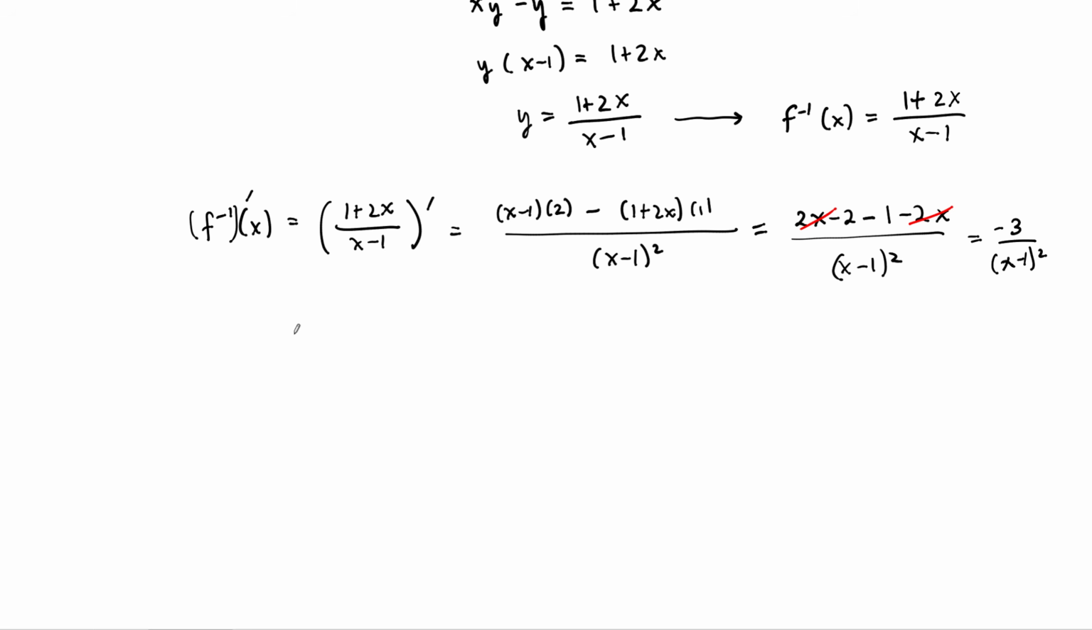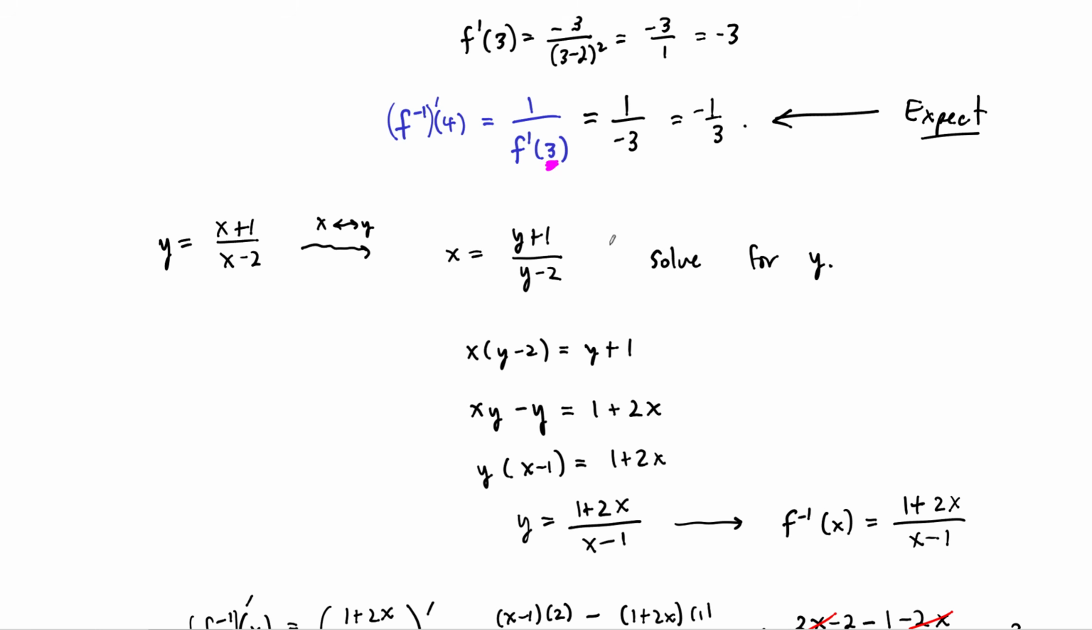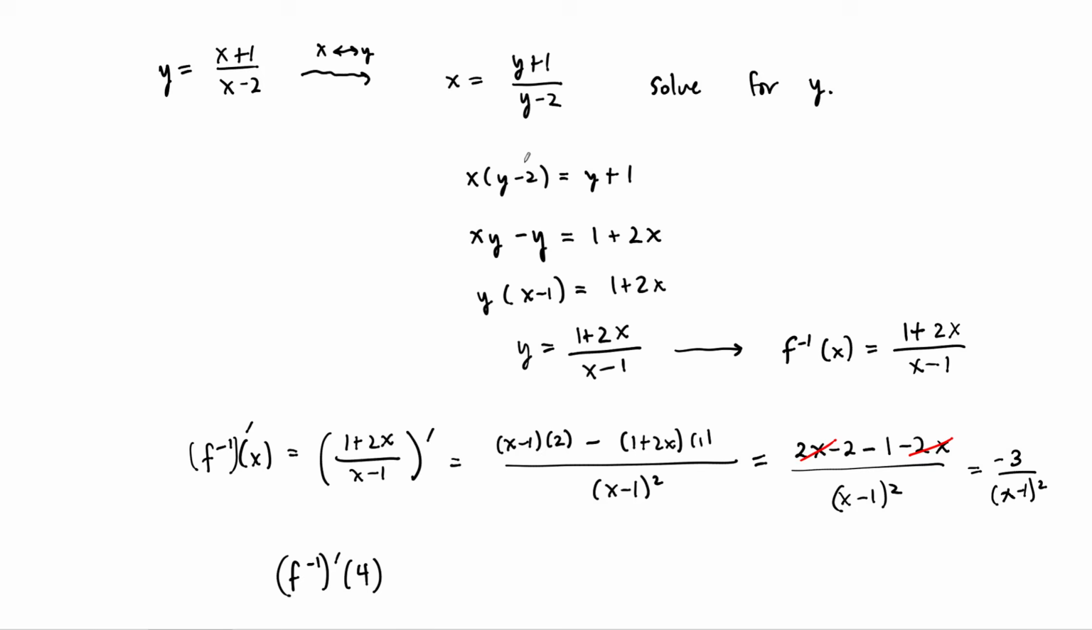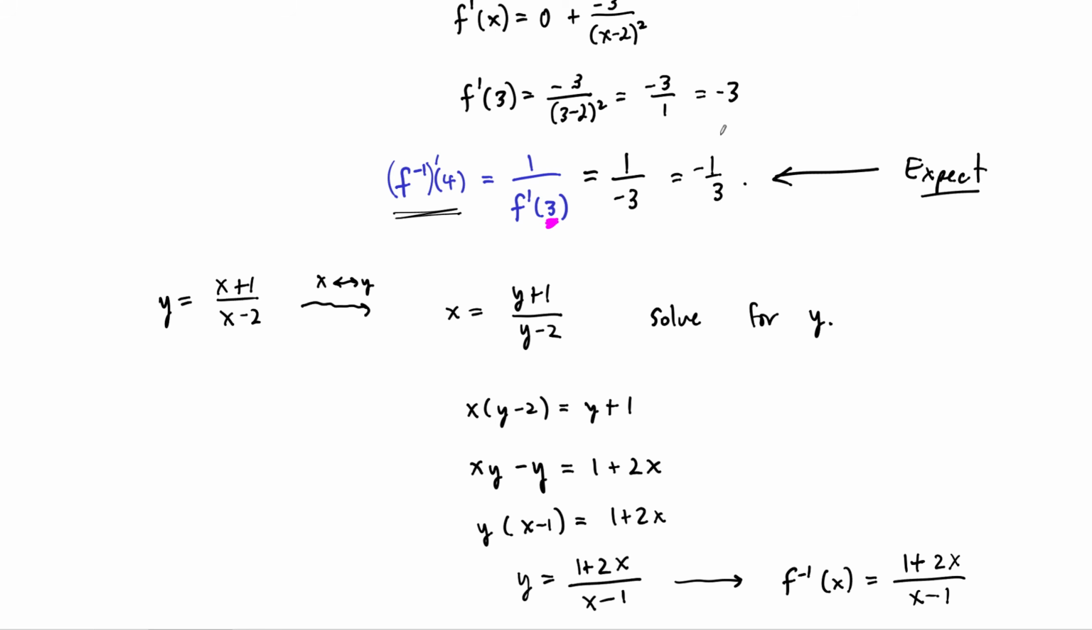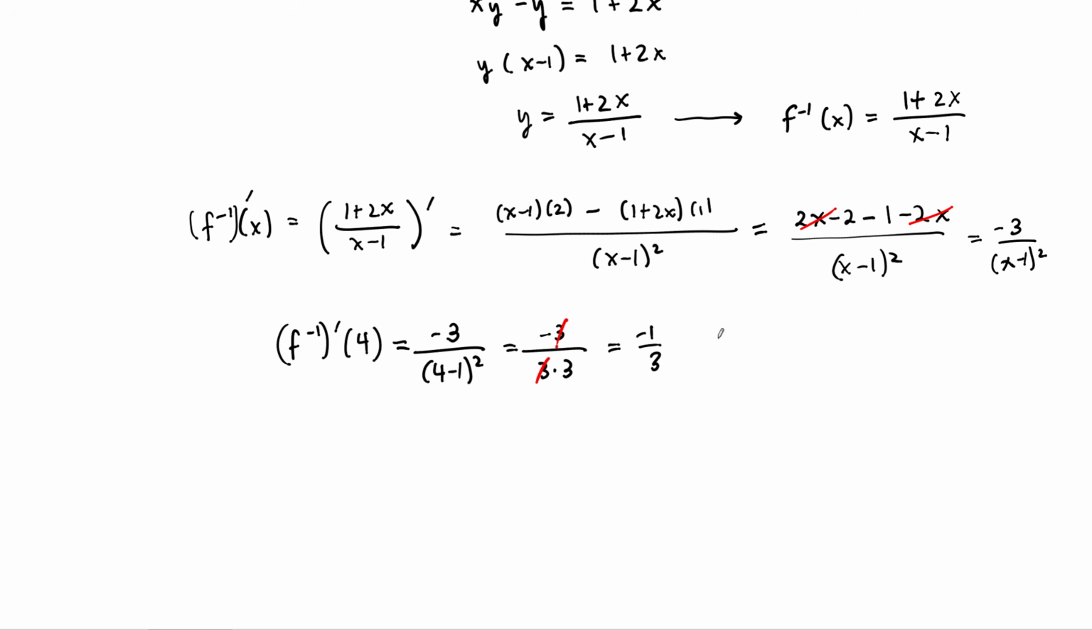And remember, our goal was to try to compute f inverse prime at 4. The input that we cared about up here was 4. And we've got our formula. We just have to plug in. So this becomes negative 3 over 4 minus 1 quantity squared. That's negative 3 over 3 times 3. 3 squared is 3 times 3. Cancel, cancel. Look what we get. Negative 1/3. It's exactly the same. Expected and then obtained.